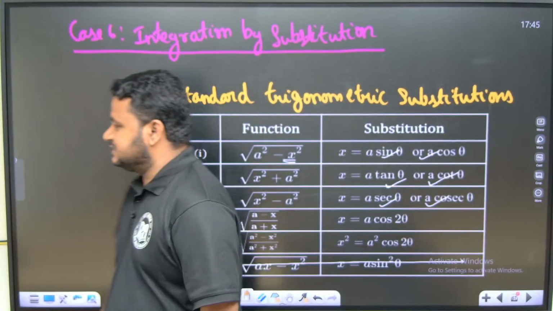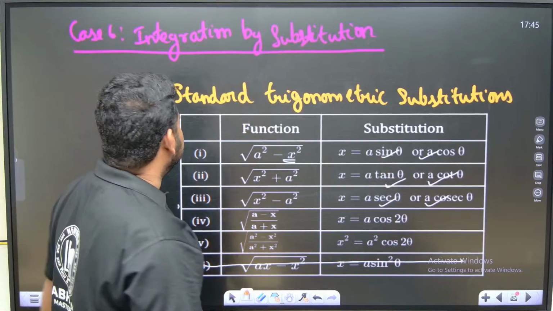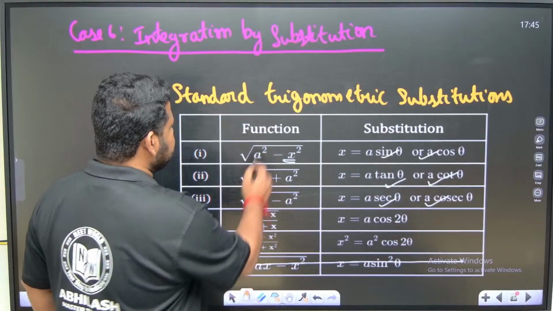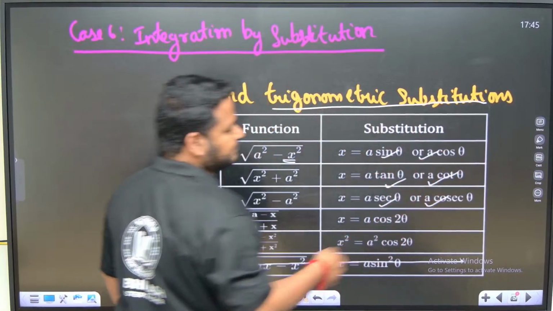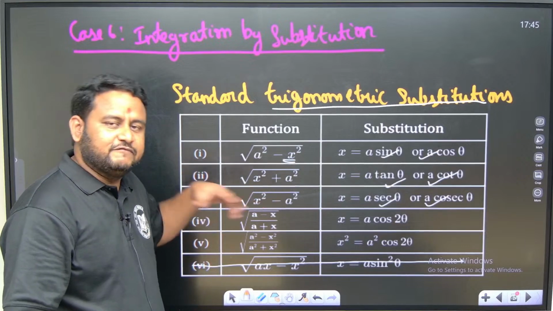Now this is case 6. This is integration by substitution, mainly trigonometric substitution. You have already done this in your boards when it comes to derivation, but you should be careful about which substitution should be used for which type of question.